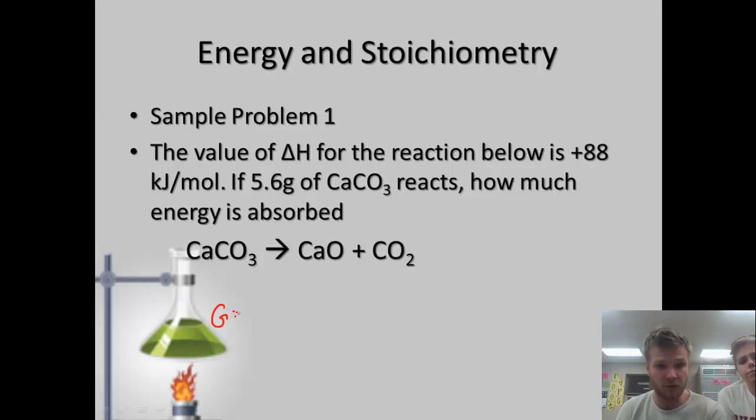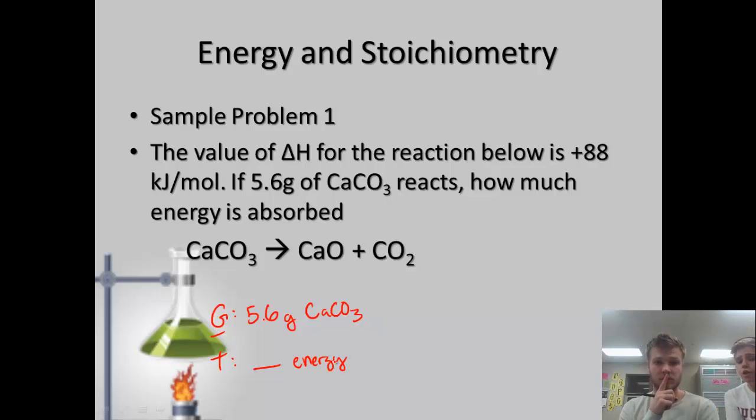We're given 5.6 grams. Given stands for G. This is what we know. Our target isn't any chemical this time. Our target is actually how much energy. Now, why isn't it just 88 kilojoules per mole? First of all, let's make sure this is a balanced equation.